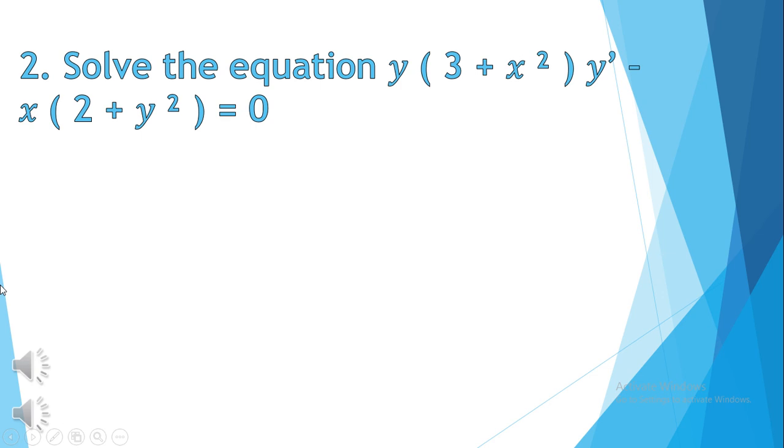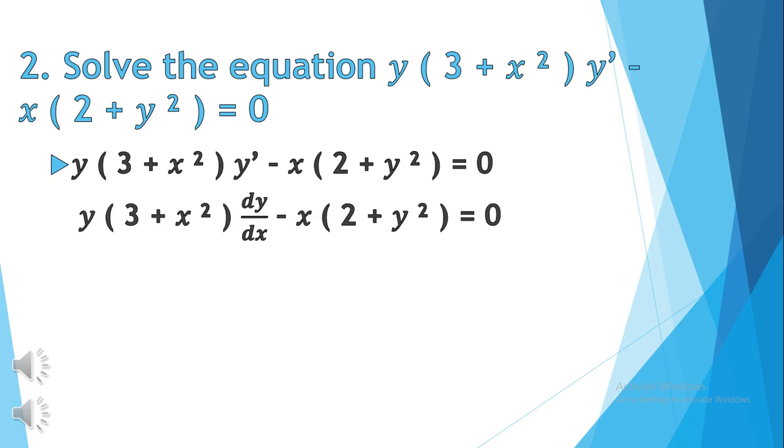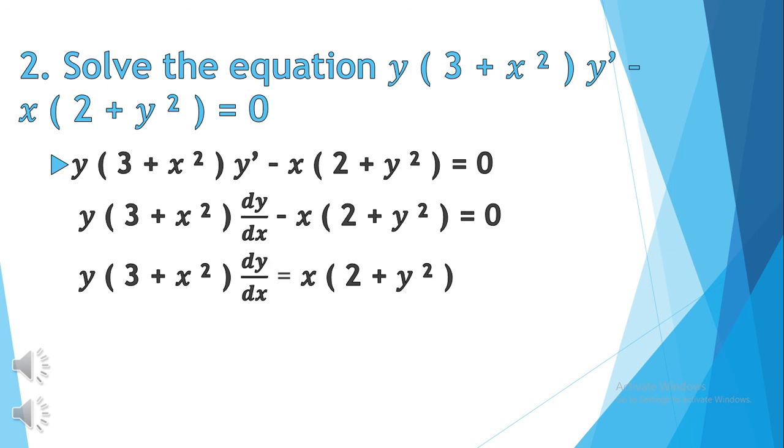Number 2. Solve the equation y(3 plus x squared) y prime minus x(2 plus y squared) equals 0. As we can see in the equation, there is a y prime, and that y prime is equal to dy over dx. So we have y(3 plus x squared) dy over dx minus x(2 plus y squared) equals 0. Then, let's do the separation method, and that would be y(3 plus x squared) dy over dx equals x(2 plus y squared).